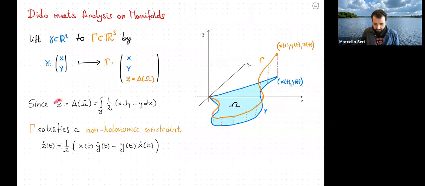Since z, because of the computation that we have done, was equal to this integral, when we look at this curve gamma and we look at what constraint we have for this curve gamma, when we take the derivative with respect to z, essentially what we see is that there is a special constraint on z. Z will have to satisfy this differential equation that involves z dot. So when you have this kind of constraint that involves derivatives, this is what is called a non-holonomic constraint.